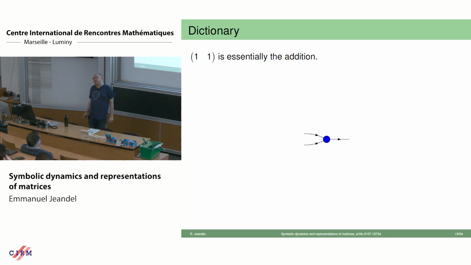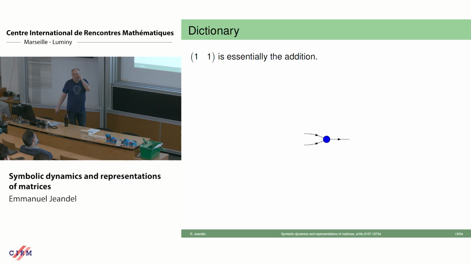So if you take a vector x, y, then of course the result will be x plus y, which means this matrix is essentially the addition. It takes two inputs and one output, which is the sum of the two inputs. What I'm interested in is not just generators, but also relations.